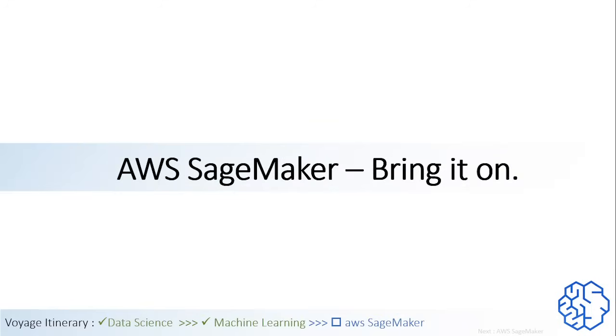All right, so with this we are all set to go to the workshop. The first workshop that we are going to visit is AWS SageMaker. Bring it on.